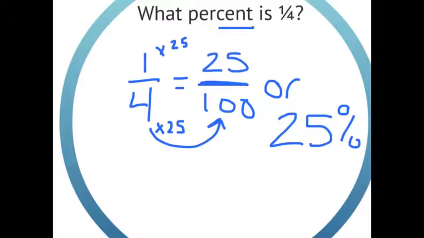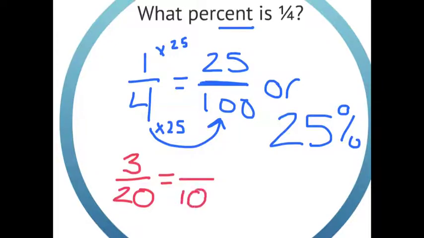How would we change 3/20ths to a percent? We would do the same thing. We would set it equal to a fraction with a denominator out of 100, and we would say, well, what can we do to change 20 into a 100? We would say times 5. 20 times 5 is 100. 3 times 5 is 15. So 3 out of 20 is the same as 15%.